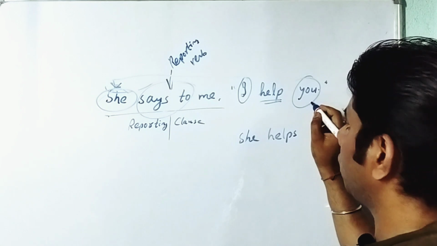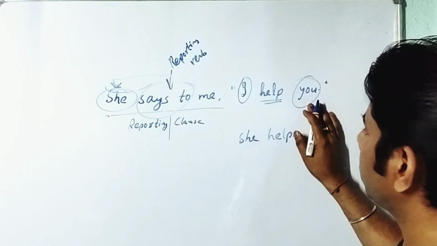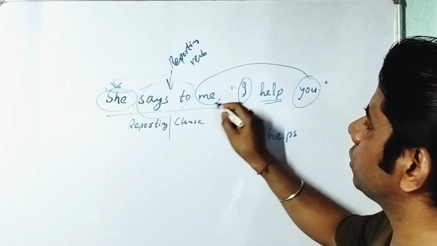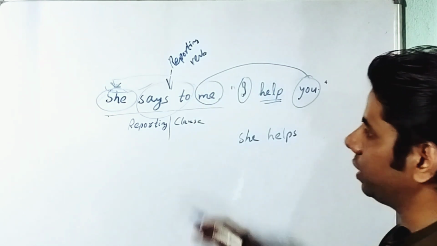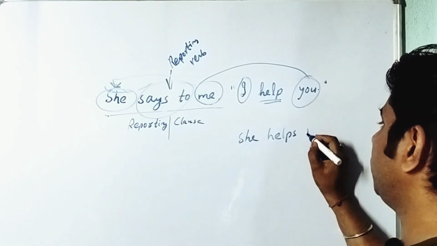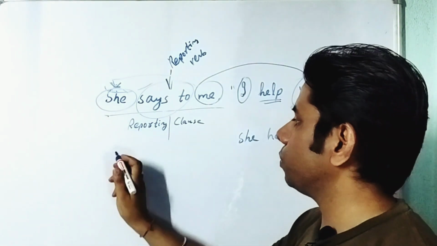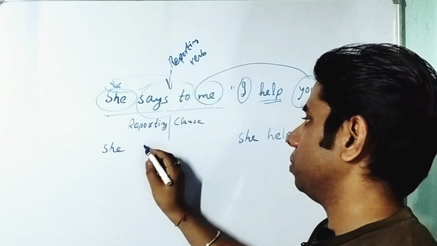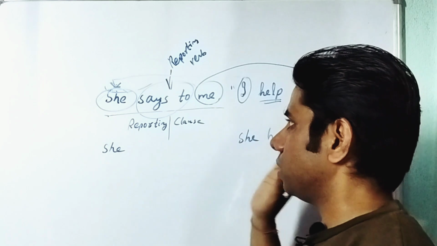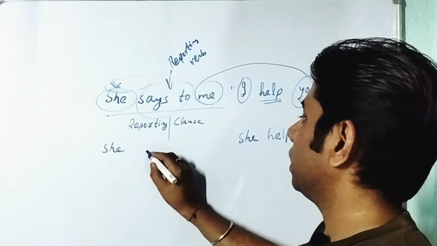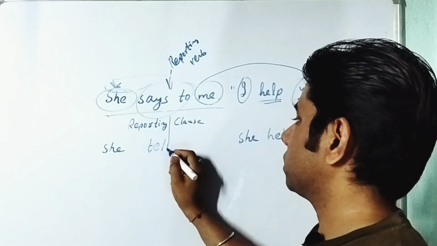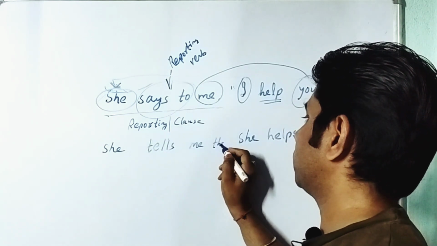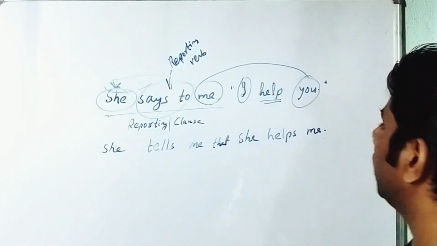Here it is given second person, and we know very well that we have to convert the second person according to the object of the reporting clause. Here it is given me, so we should write me. At first we write she, and says will be changed into tells. So: She tells me that she helps me.